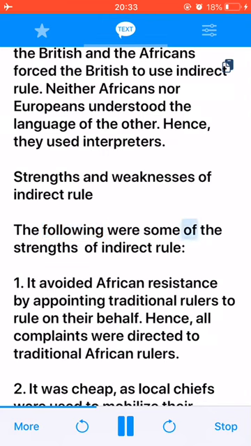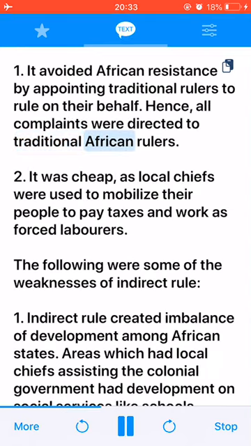Strengths and weaknesses of indirect rule. The following were some of the strengths of indirect rule. 1. It avoided African resistance by appointing traditional rulers to rule on their behalf. Hence, all complaints were directed to traditional African rulers. 2. It was cheap, as local chiefs were used to mobilize their people to pay taxes and work as forced laborers. The following were some of the weaknesses of indirect rule.